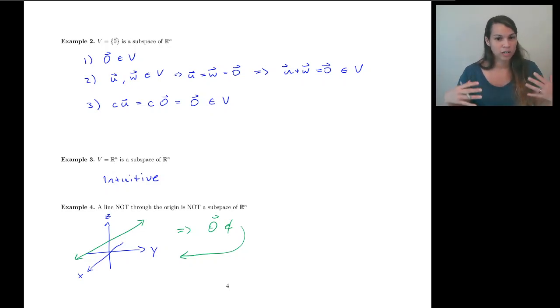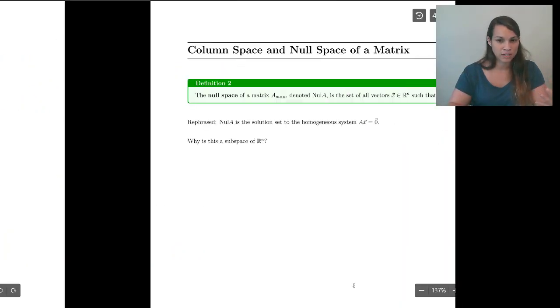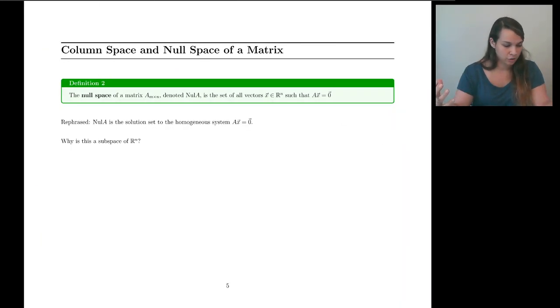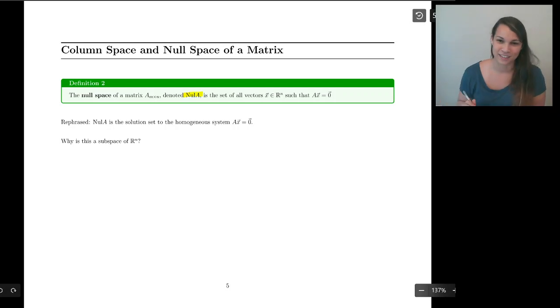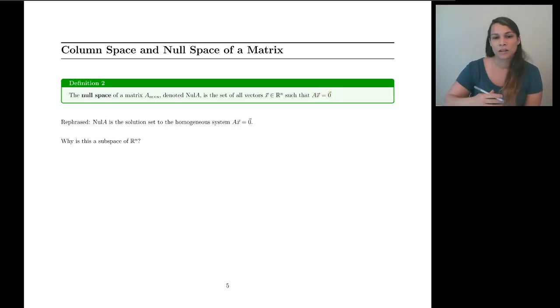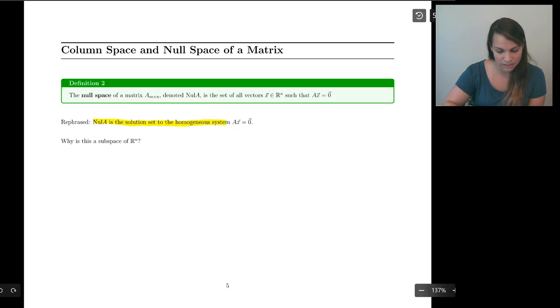So we're going to move on and talk about very important subspaces that relate to our matrix A. The first one is called the null space of a matrix A, denoted just null with one L, not two. We were too lazy to keep both of them. It is the set of all vectors such that AX equals 0. Yes, we have seen AX equals 0. That is the homogeneous problem. So we can rephrase this definition: null A is the solution set to the homogeneous system AX equals 0. Why is it a subspace though?